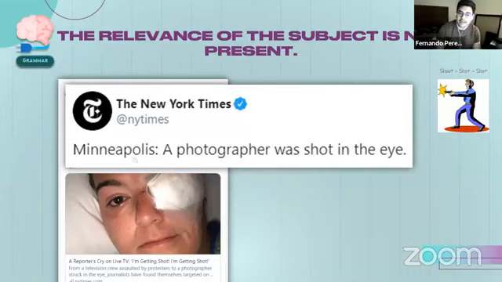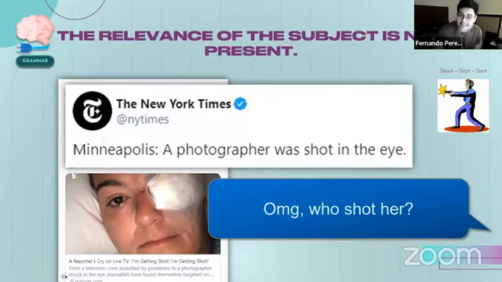Look at this structure. According to Minneapolis, a photographer was shot in the eye. Do we know who shot her in the eye? Nope. We don't know, right? That becomes a little problematic because we have no idea who shot her, but we know that she got shot in the eye. So this is very important because Minneapolis is not telling you who affected this woman, making the news a little bit less important, making the person who affected the woman not important for Minneapolis.